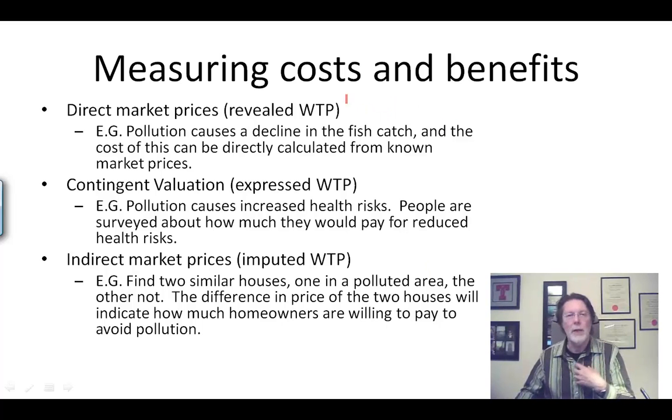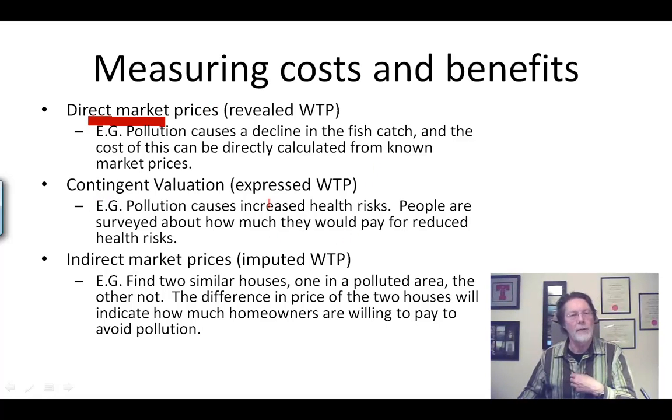So how can you measure costs and benefits in the absence of market prices? Well, sometimes you can use market prices from somewhere else. If pollution causes a decline in the fish catch, and you know the cost of the fish from the market, then you can calculate the cost of the decline in the fish catch. So you can use direct market prices sometimes. It's one of the problems with cost-benefit analysis: it mixes market prices with reservation prices.